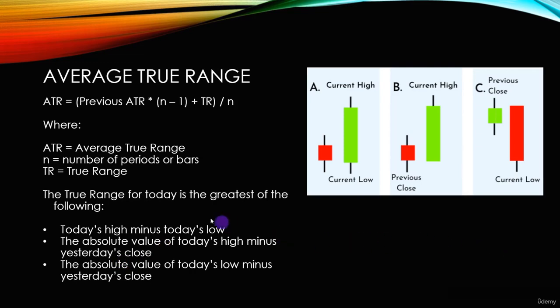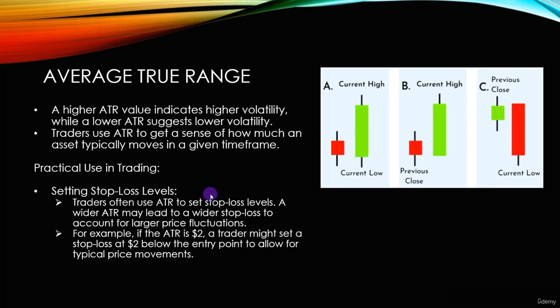So this would provide us a good idea about the range of the price, where the price is moving, and what's the amplitude of the price wiggling from extreme low values to extreme high values. So usually a higher ATR value indicates a higher volatility on the market, while a lower ATR suggests lower volatility. Traders use ATR usually to get a sense of how much an asset typically is moving in a given time frame. And practically, we can use the ATR in a smart way to set the stop loss levels.